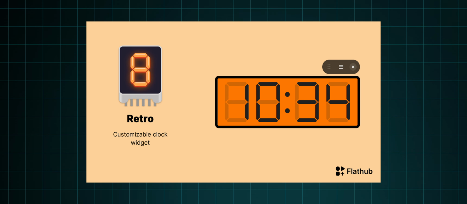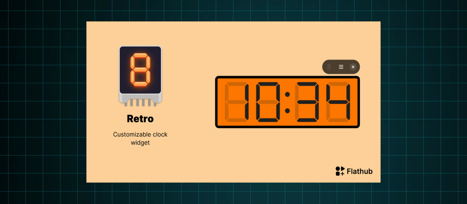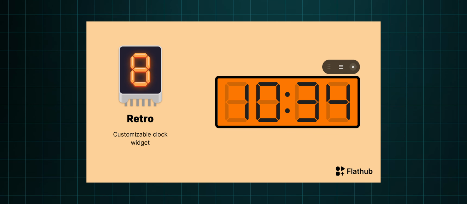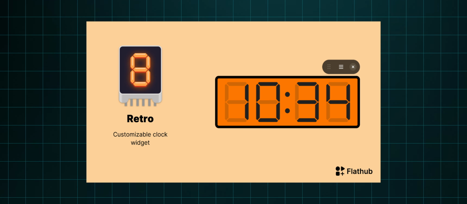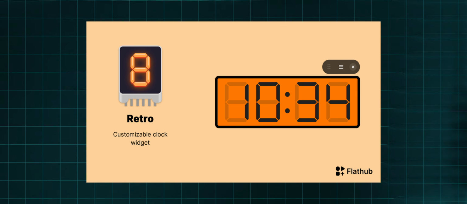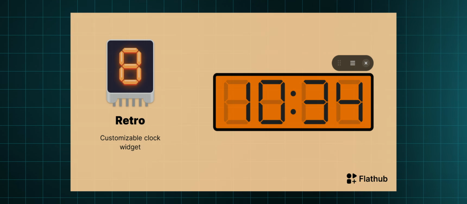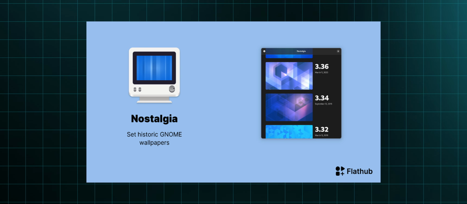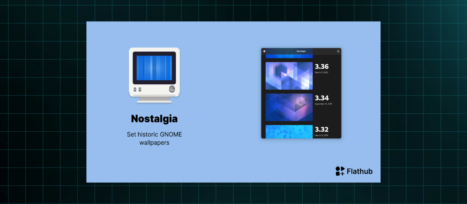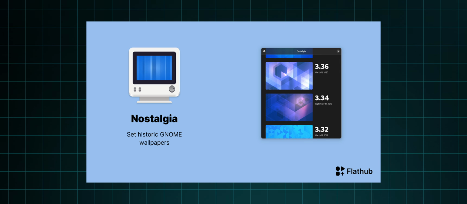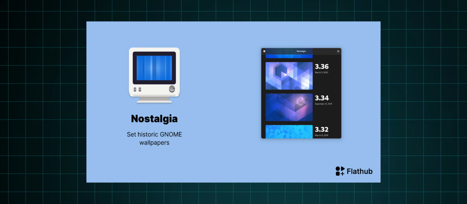Retro is a customizable clock widget, but personally I didn't like the implementation much. It's a full-fledged app that appears in the overview, and is a bit of a hassle to add to the autostart, meaning it disappears after reboot. Nostalgia is a nice little app for viewing and setting default wallpapers from all versions of GNOME, but I'm not sure it's really necessary since you can easily view and download all these wallpapers on a website.